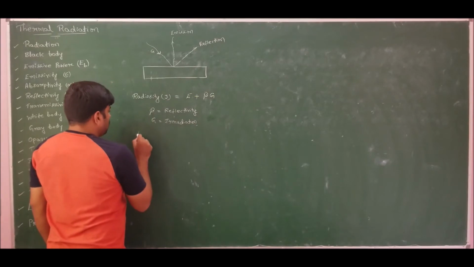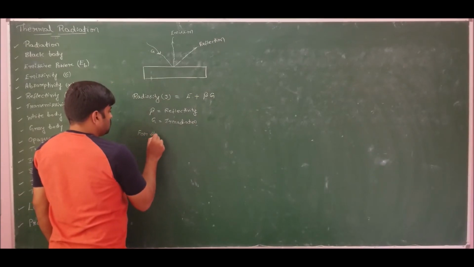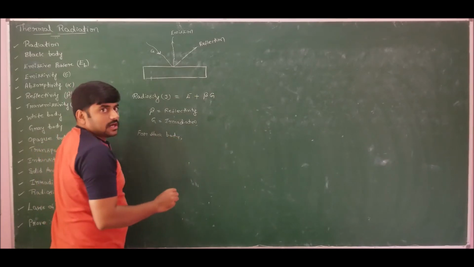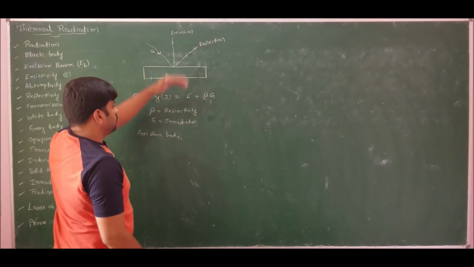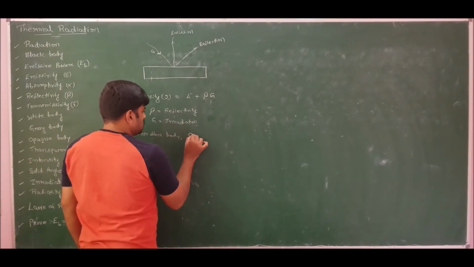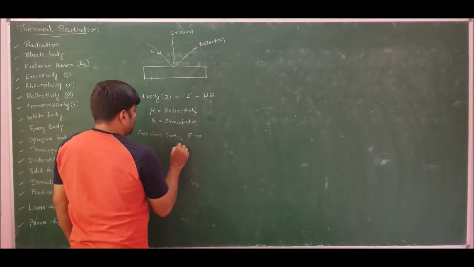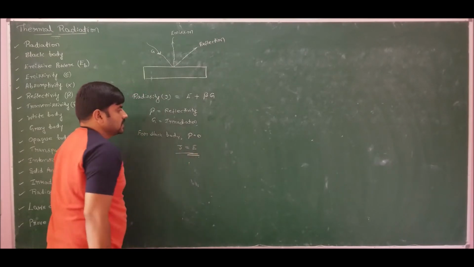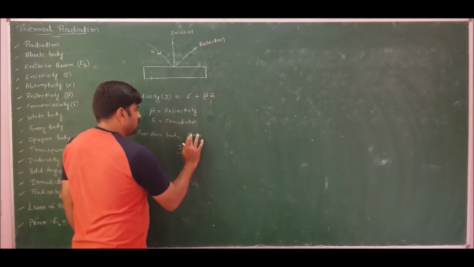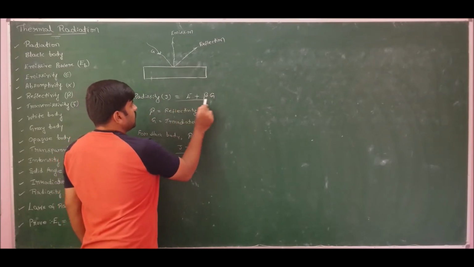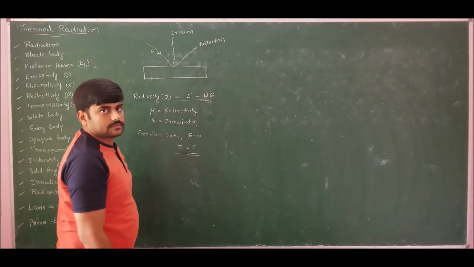Now, for a black body, if I consider, a black body is one which absorbs all the radiation incident on it. So therefore, reflectivity for a black body is 0. So therefore, radiosity J for a black body is equal to emissive power. So this is what we can conclude for a black body. And this is the relationship between radiosity and irradiation.